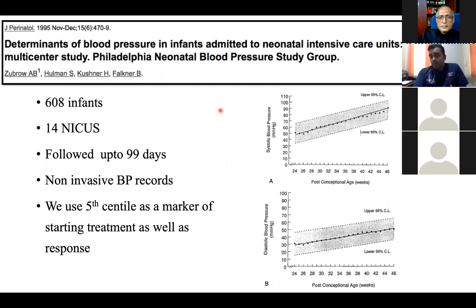Now, this is another study, the Zubrow study, with the chart which you all will be knowing, the Zubrow chart for blood pressure in neonates. This is a landmark study wherein they followed approximately 600 infants up to 99 days. It gives the lower 95% confidence interval and the upper 95% confidence interval, and you have the mean blood pressures. This is the chart most commonly used in most NICUs to assess blood pressure values, described from 24 weekers to 46 weekers. You get the systolic values as well as the diastolic values.